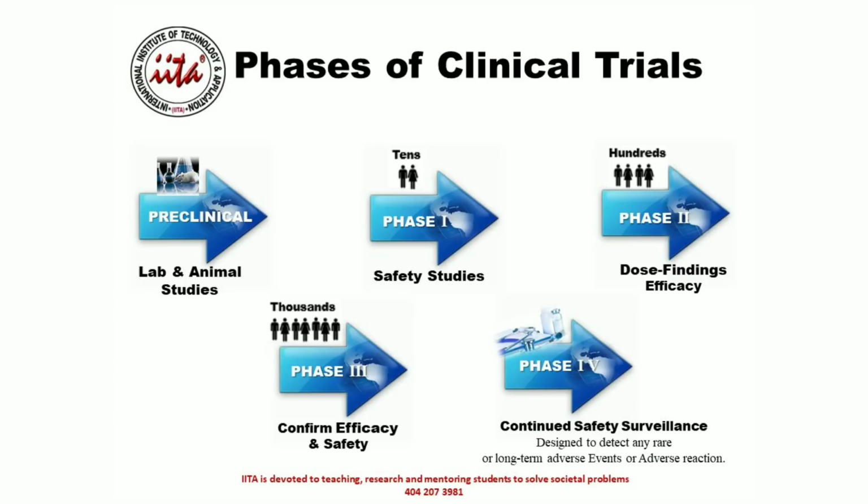The preclinical phase focuses on lab and animal studies. Phase 1 involves a small number of volunteers with a focus on safety studies. Phase 2 consists of hundreds of volunteers where we identify the proper doses of drug for safety and efficacy. Phase 3 consists of thousands of volunteers in order to confirm the efficacy of the given drug. In Phase 4, we monitor the general population for continued safety and any detection of long-term adverse effects.